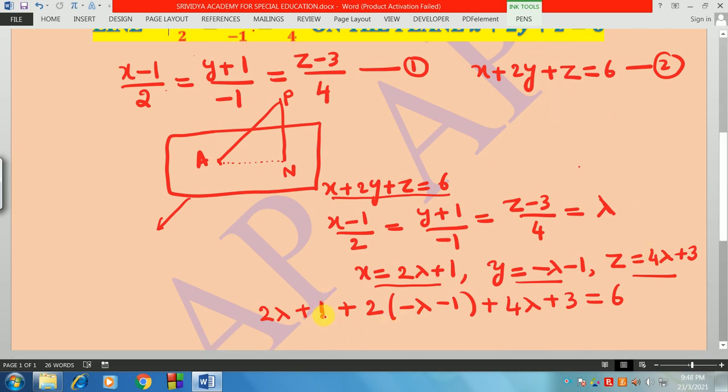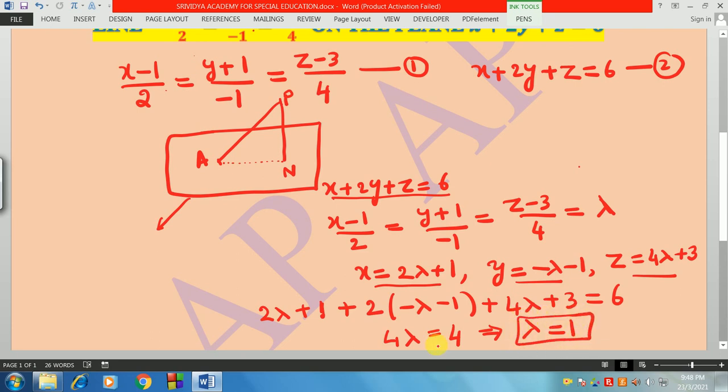Therefore, 2 lambda minus 2 lambda cancels here, and we have 4 lambda; 1 minus 2 is minus 1, 3 minus 1 is plus 2, so 6 minus 2 is 4. 4 lambda = 4, which implies lambda = 1. So we got the value of lambda now.